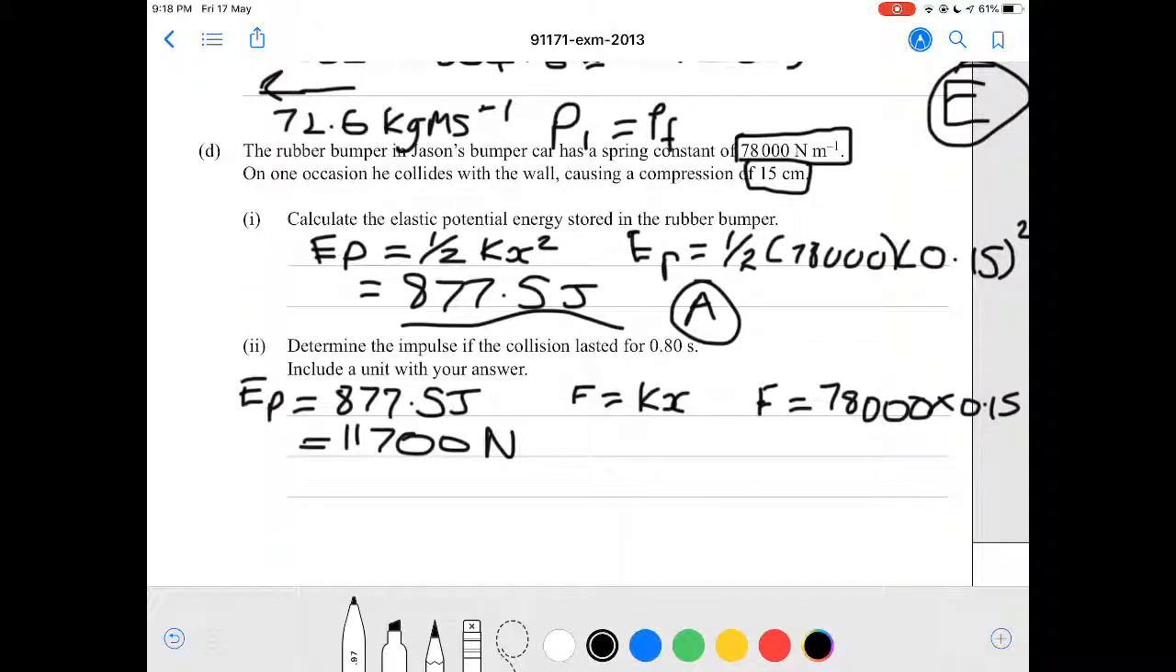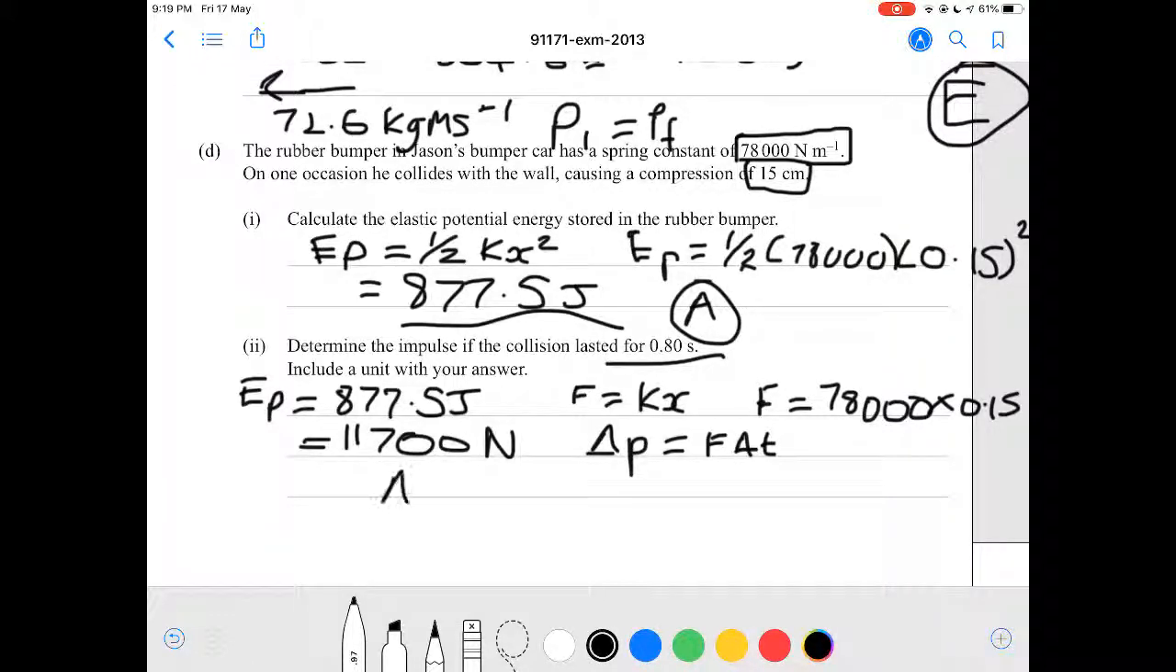So we found out the force of the collision is 11,700 newtons, okay? So now we're going to say that the change in P, the change in momentum, equals force multiplied by change in time. Okay, so basically they've already told us the change in time, which is 0.8 seconds, and now all we have to do is plug our numbers in.